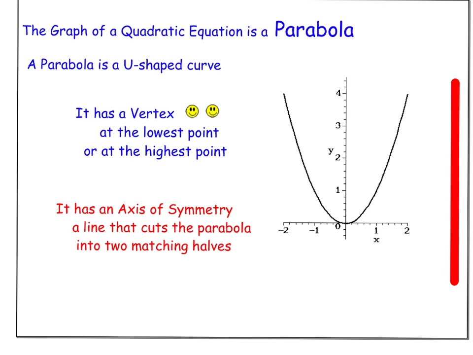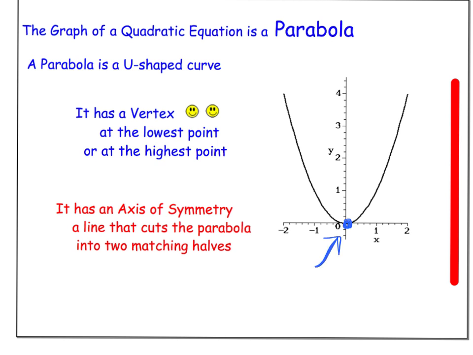So let's look a little deeper into this parabola. Again, a parabola is this U-shaped curve, and then it has a specific point that we need to point out, and that is called the vertex. The vertex is either the highest or the lowest point of your parabola. So in this picture, it is the lowest point right here.